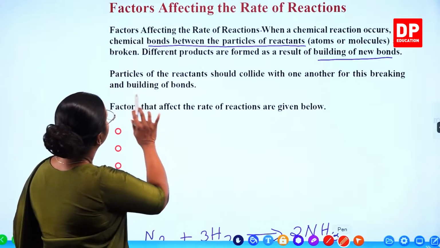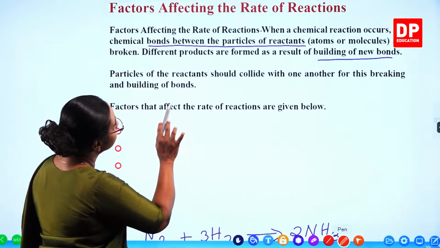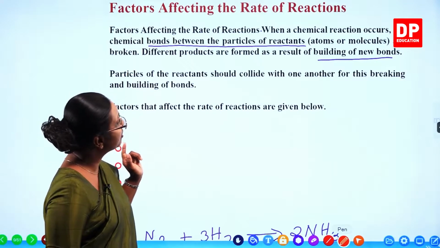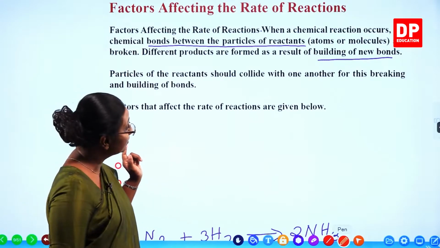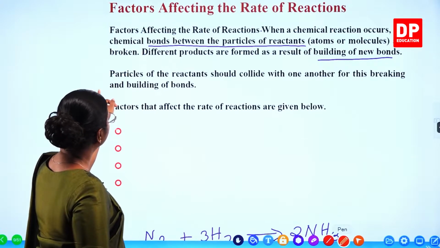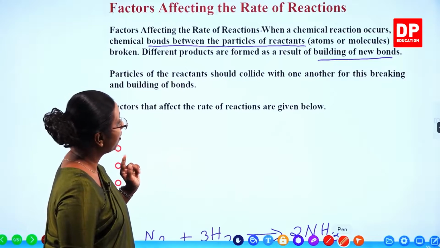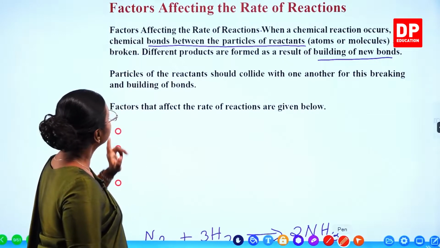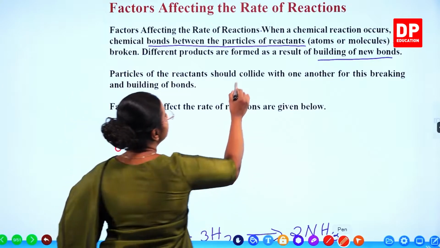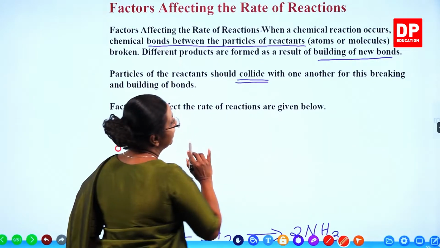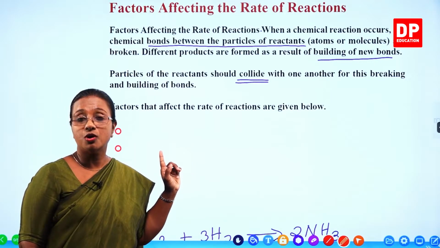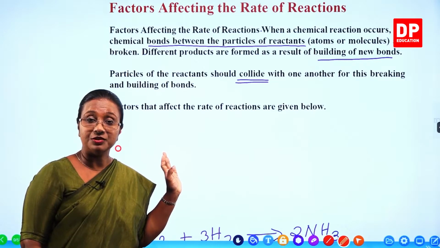Now, factors under this: when a chemical reaction occurs, the chemical bonds between the particles of reactants, that can be either atoms or molecules, are broken. Different products are formed as a result of building new bonds. Particles of the reactants should collide with one another for this breaking and building of bonds to occur. Is that clear to you?